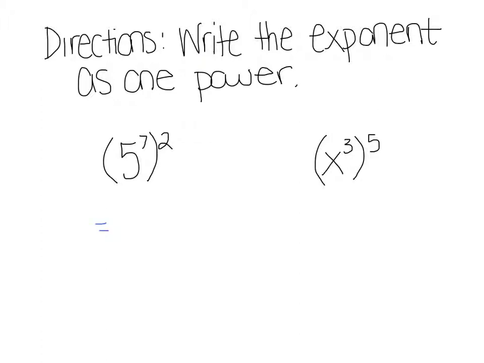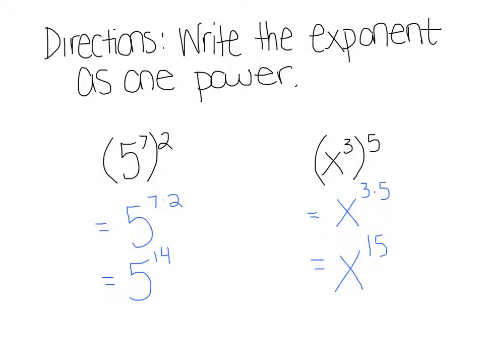All right, so 5 to the 7th to the 2nd power is 5 to the 7 times 2, which is 5 to the 14th. And then we have x to the 3rd to the 5th power, keep the base. We have 3 times 5, and this gives us x to the 15th. Hopefully you got these right, and this concludes our laws of exponents.